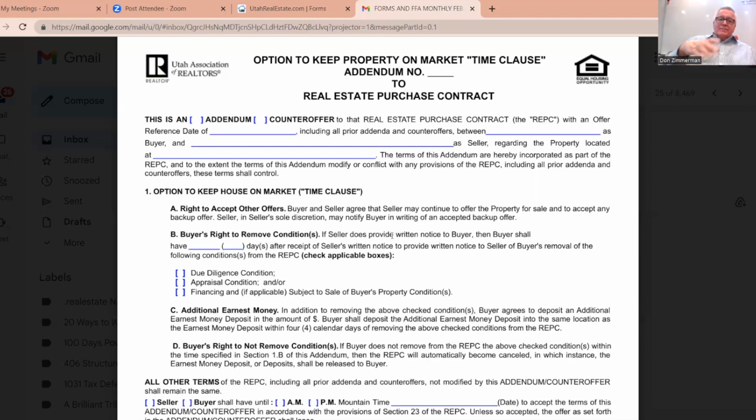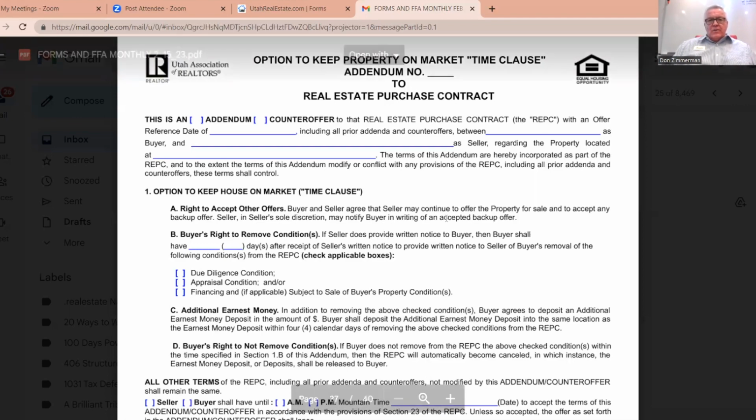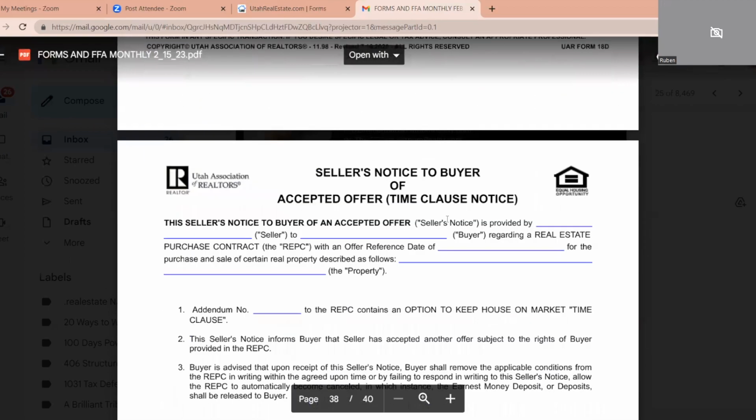So the difference is the backup offer, you negotiate just like you do on the first offer. You accept their offer, but you accept it in a backup position, which means that when your first offer fails, they automatically move in as the primary offer. Okay? That explained it to you? Yes, thank you. Okay, you're welcome.